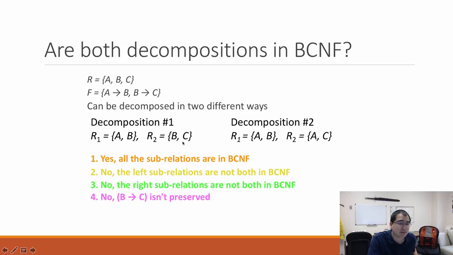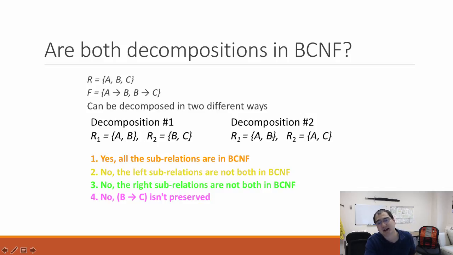What about this one? This one's B and C. Well, which functional dependencies apply to this guy? Well, B functionally determines C. Is B a superkey for this relation? Yes. So are R1 and R2 both in Boyce Codd normal form? Yes. So is this a valid Boyce Codd normal form decomposition?